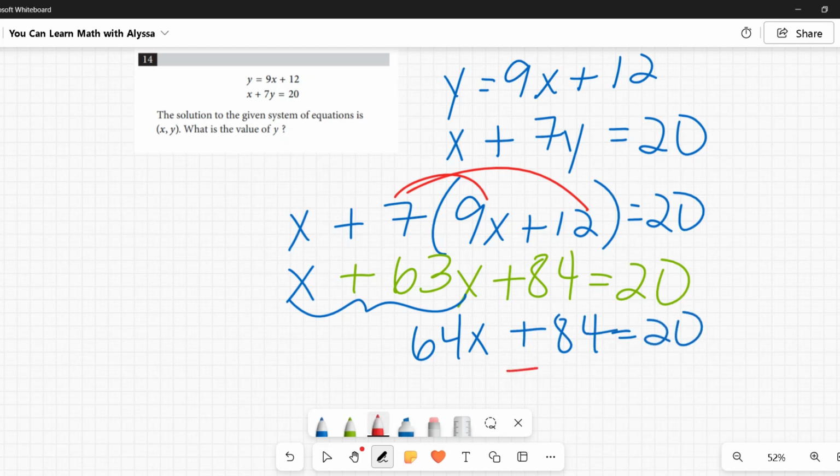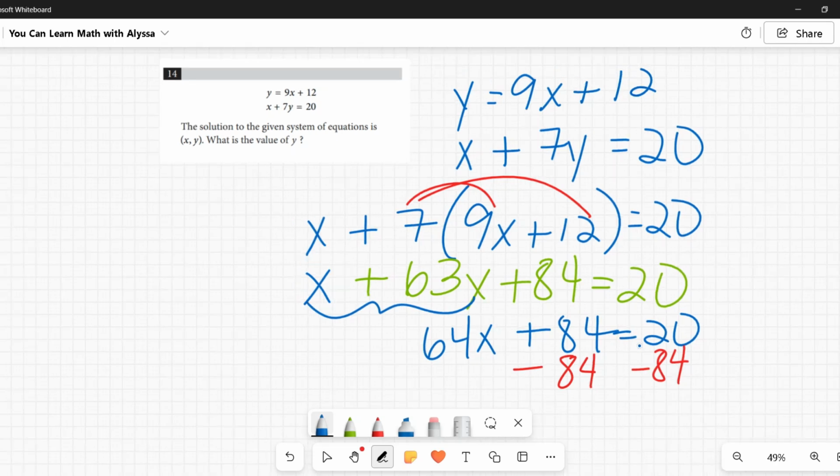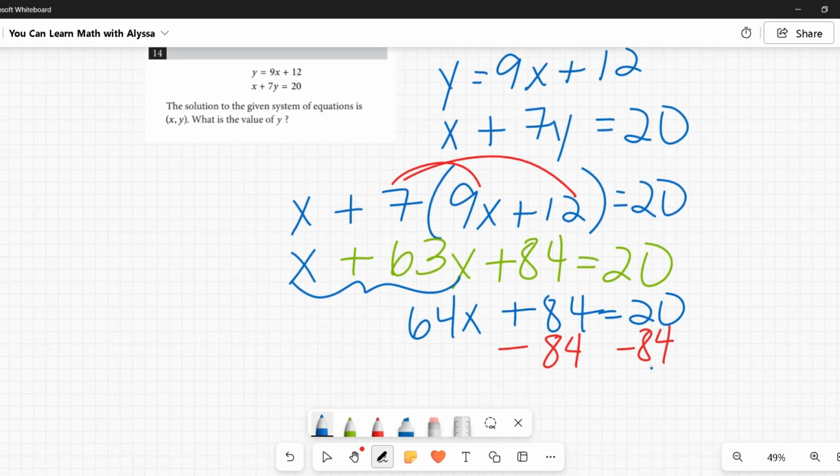Then we subtract 84. Whoa, put a 2 there. I'm getting ahead of myself. Subtract 84 from both sides, because we're undoing that, adding 84. We do the opposite. We subtract 84. So on the left, I just have 64x equals 20 minus 84, or negative 64.